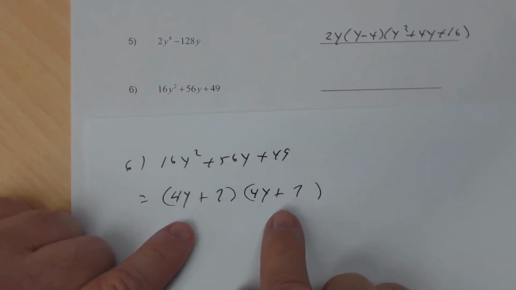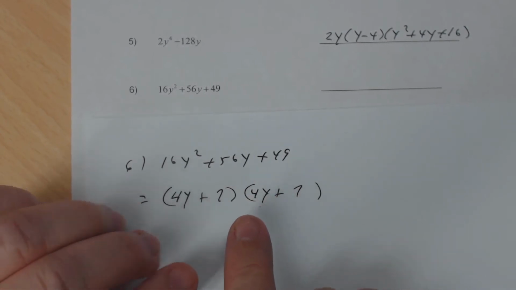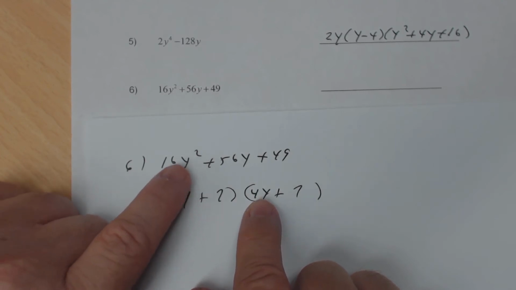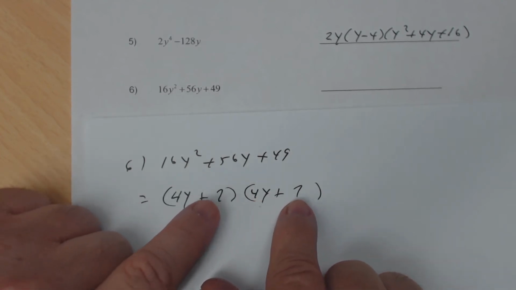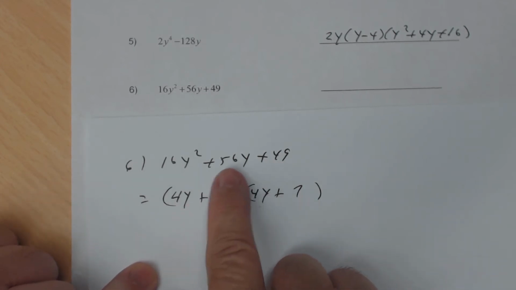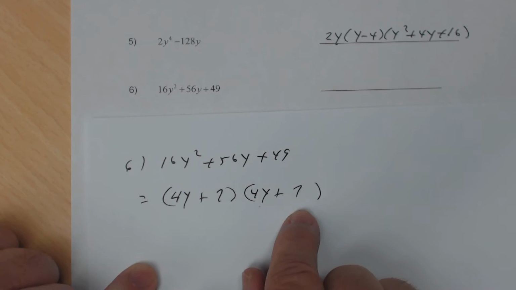All right, so notice the two binomials I have are exactly the same, but always check your answer. FOIL it out. 4y times 4y is 16y squared. That's what I wanted. The last, a positive 7 times a positive 7 is 49. Now let's check to see if we get that middle term. The outer is 28y, positive. The inner is a positive 28y. 28y and another 28y is 56y. So there's our answer.